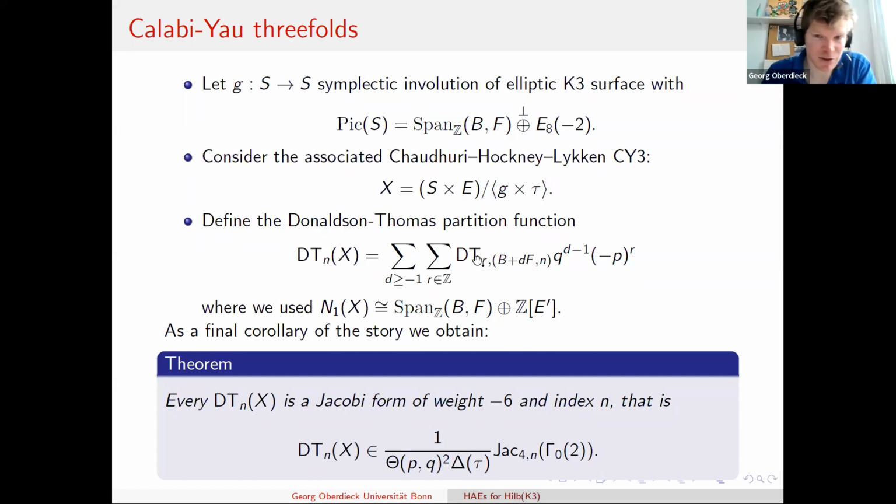And one of the outcomes of this machine that I discussed here is that you can use this to prove that this generating series of Donaldson-Thomas invariants is really a Jacobi form. You can then later probably also use this to determine it. I haven't thought about this, but I'm optimistic about using this to actually compute it. Thank you.